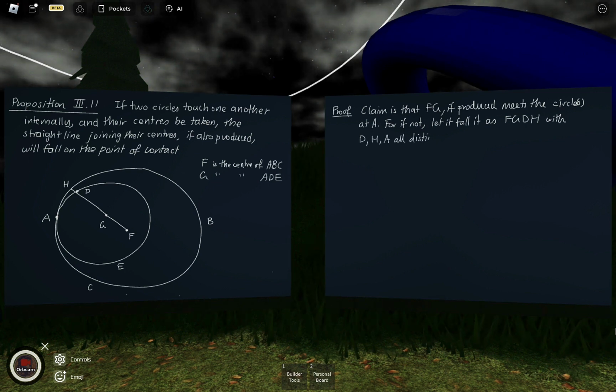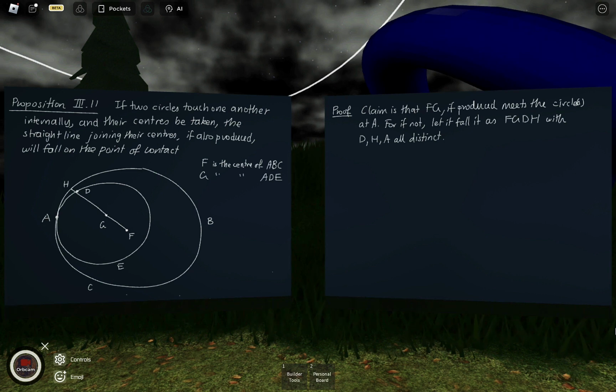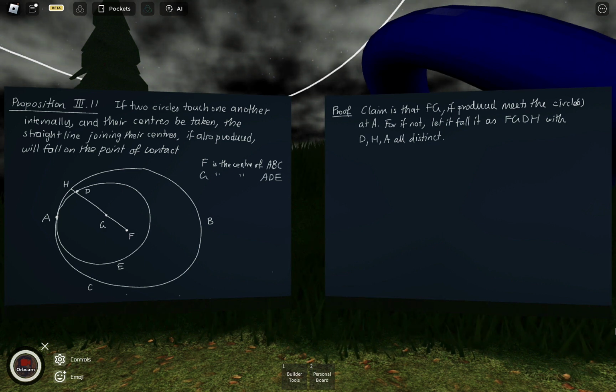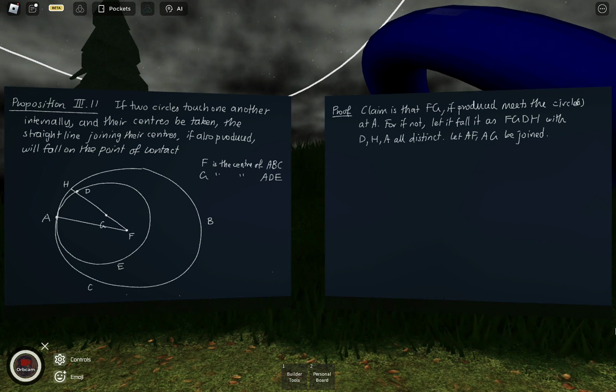I mean, obviously, if it does meet at A, well, I shouldn't say obviously, the next couple of propositions I kind of feel a bit iffy about whether we actually have enough axioms to really, but that's fine. So if they're all distinct, then we're going to derive a contradiction. Okay, so let AF and AG be joined. AF, AG.